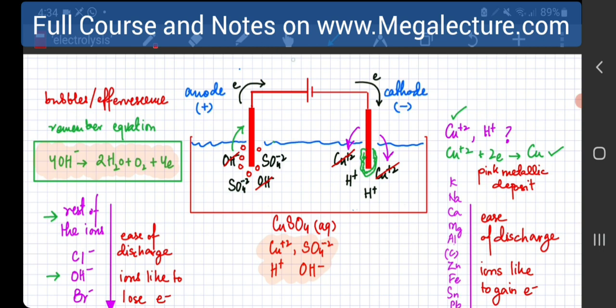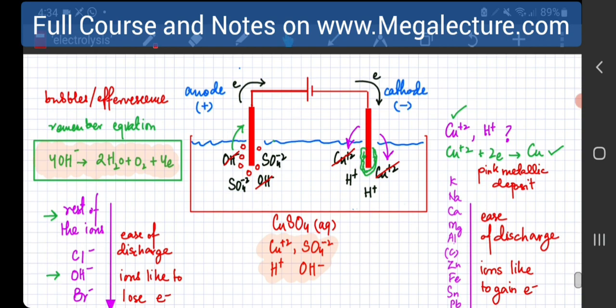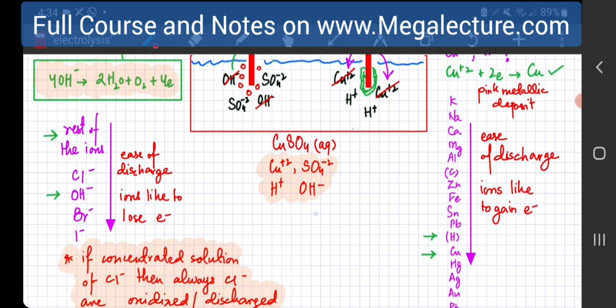So what's left in your solution? Your solution has H plus 1 ions and SO4 minus 2 ions. So this is what's happening to your solution: previously it had all these ions, now the copper ions are gone, and the OH ions are also gone. So you're basically left with sulfuric acid, which is H2SO4. How did I come up with sulfuric acid? Because H plus 1 and SO4 minus 2 is left. If they combine, they'll end up forming sulfuric acid. So your solution is turning acidic.